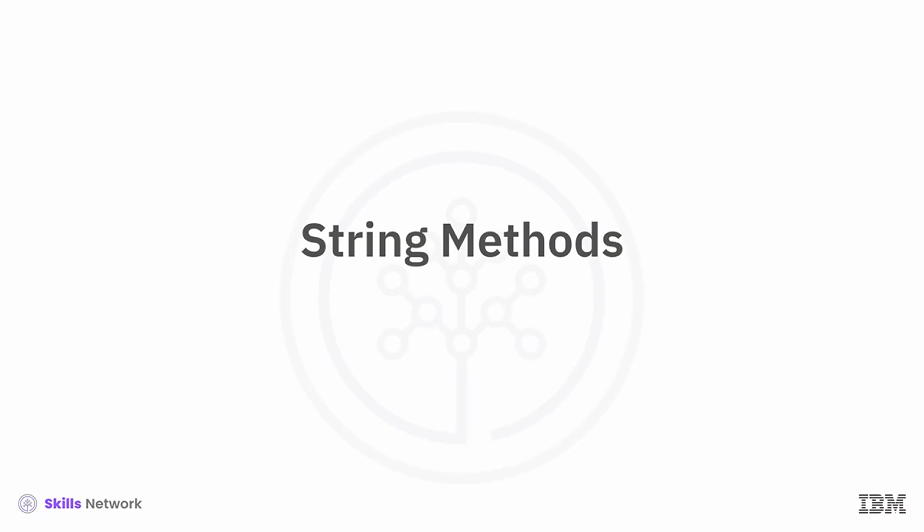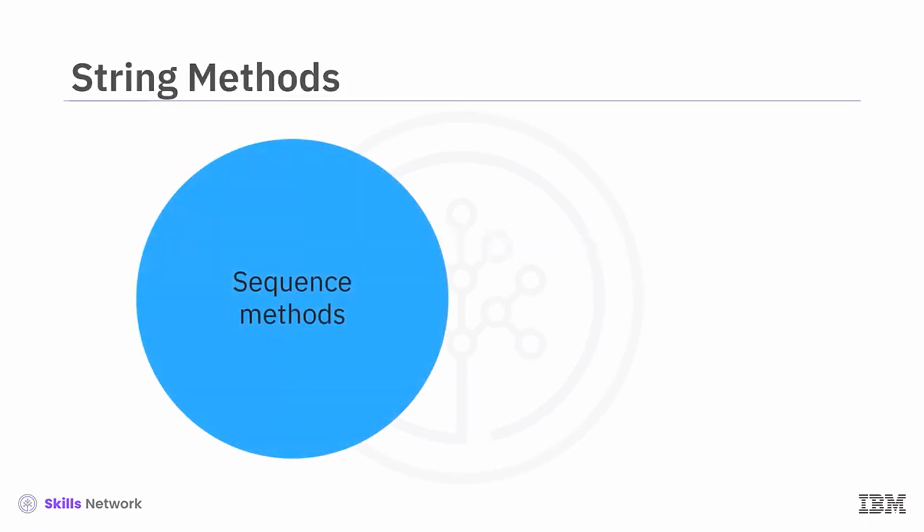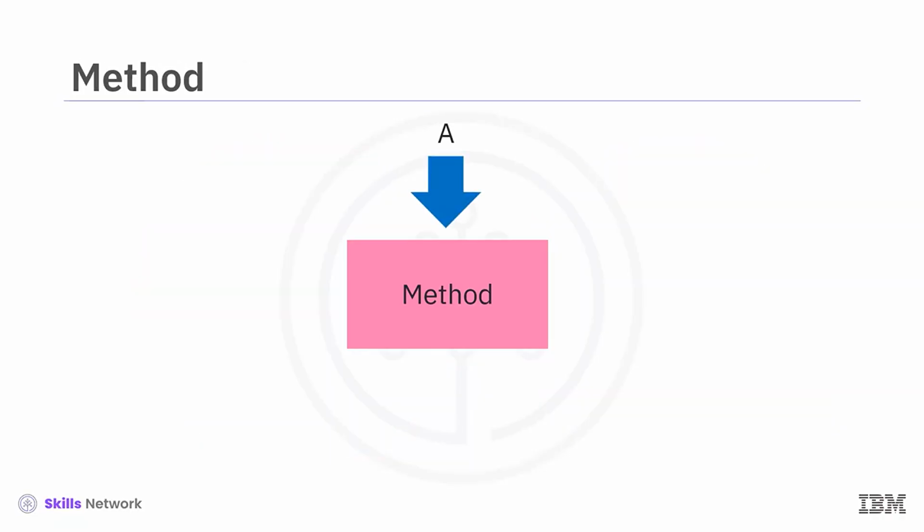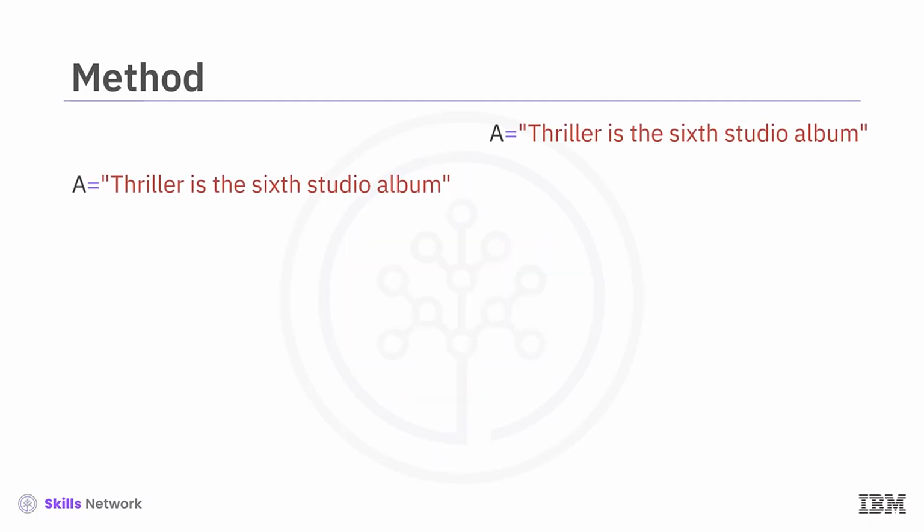Now let's take a look at string methods. Strings are sequences and, as such, have methods that work on lists and tuples. Strings also have a second set of methods that just work on strings. When we apply a method to the string A, we get a new string B that is different from A. Let's do some examples. Let's try with the method upper.